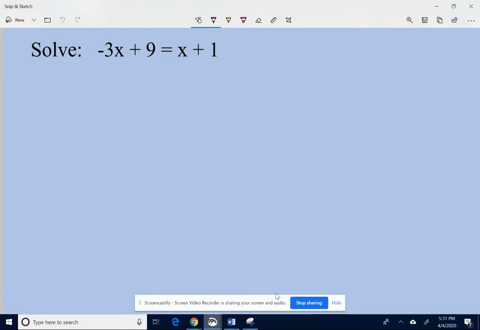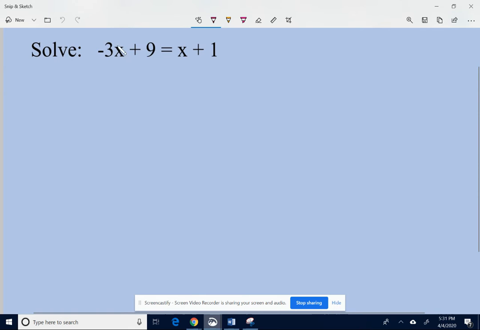Okay, so we want to do what we did with the drawings in terms of getting all the x's on one side. So just think about that first step, like the first step of a two-step equation. Get rid of something added by subtracting.